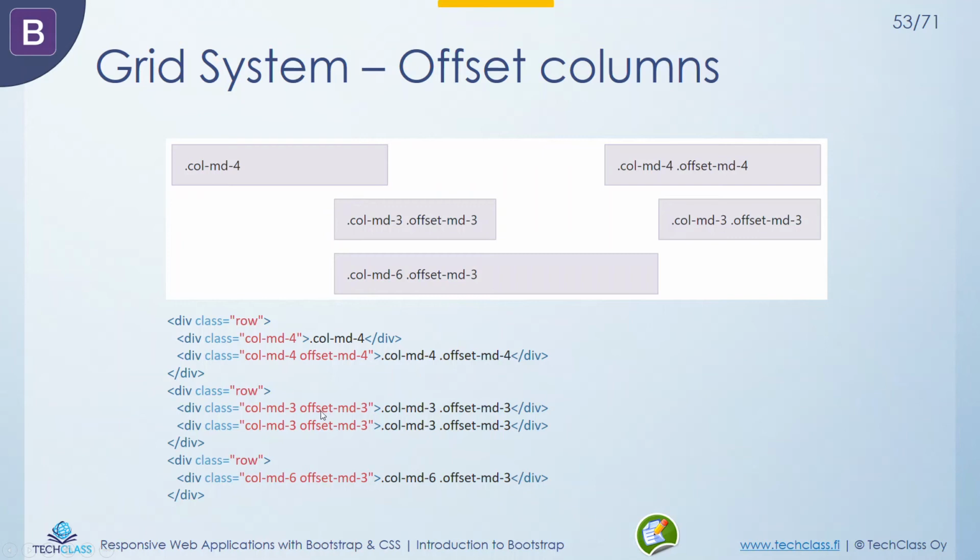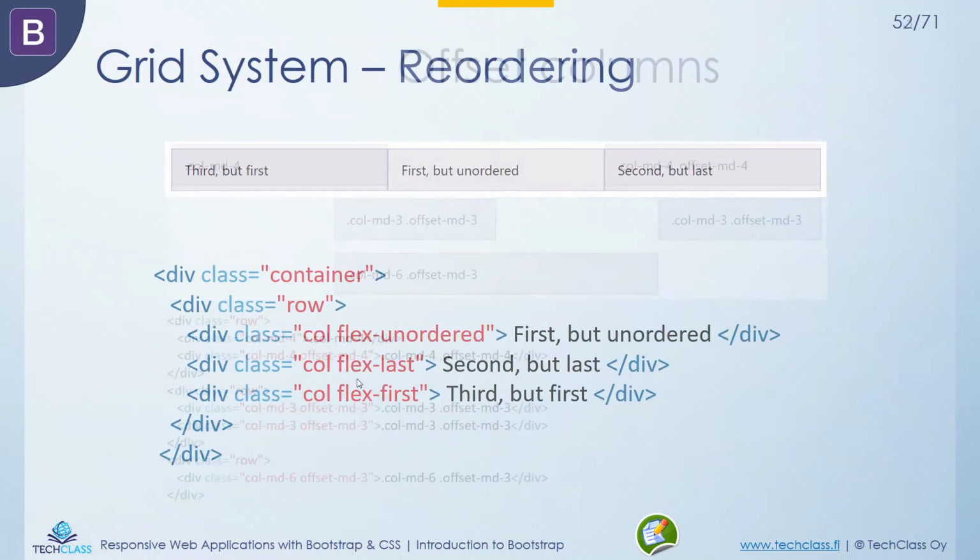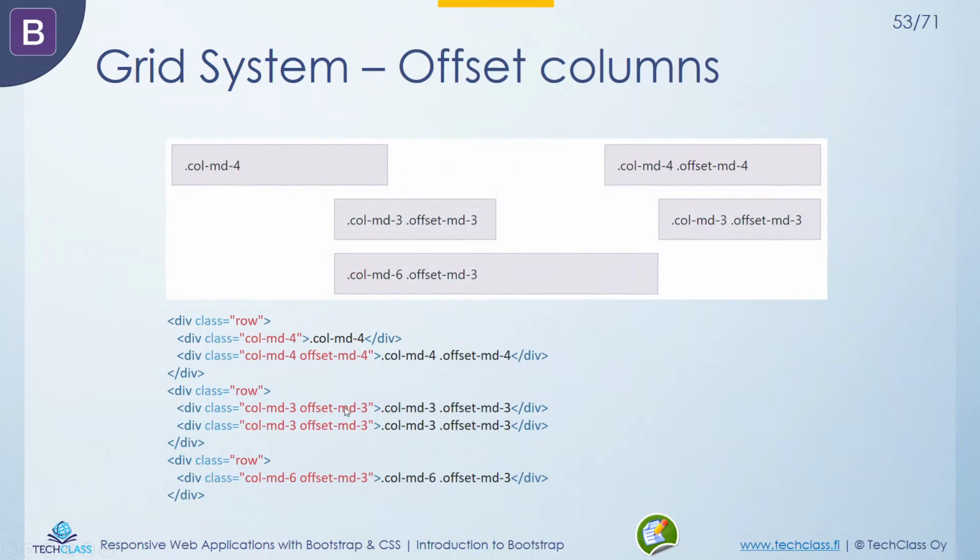And then also we have offset columns. Here you can see there is no space here. Let's see what is the reason. The reason is this little guy, offset-md-3. It means when we are in this kind of medium size screen, then give me 3 column offset. So place this one from the 4th until 5, 6, and then 7.